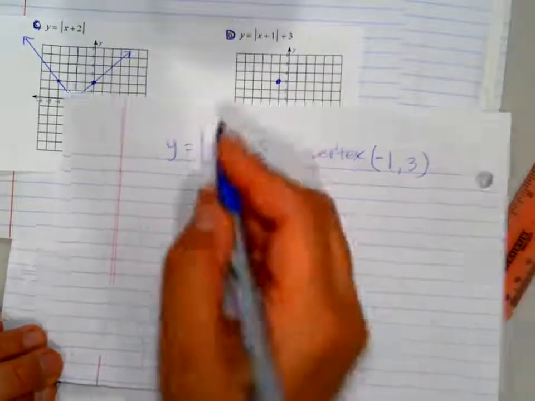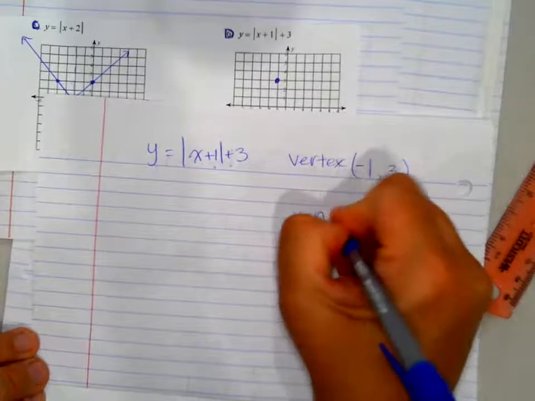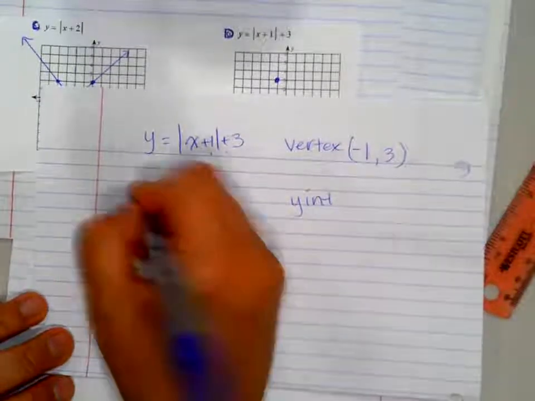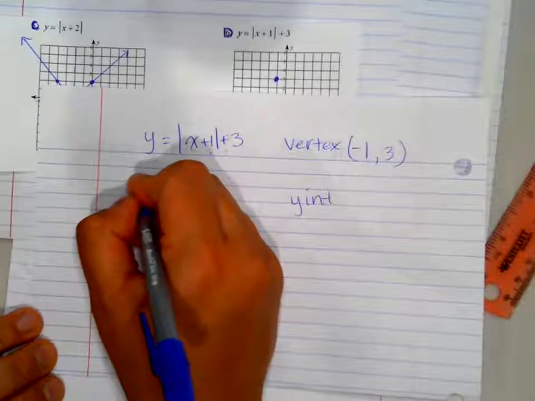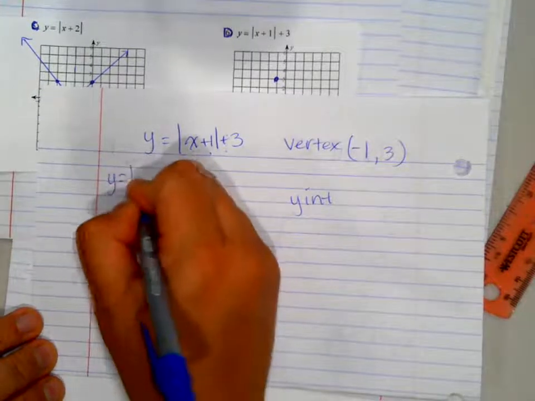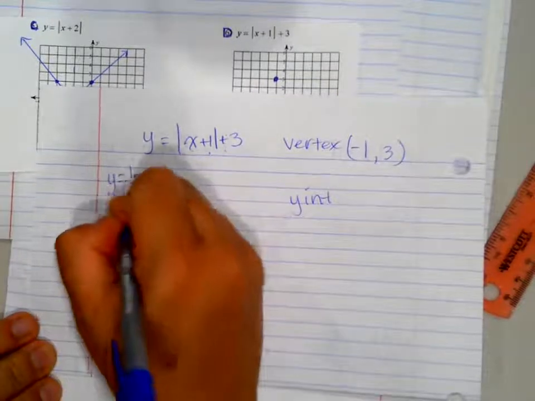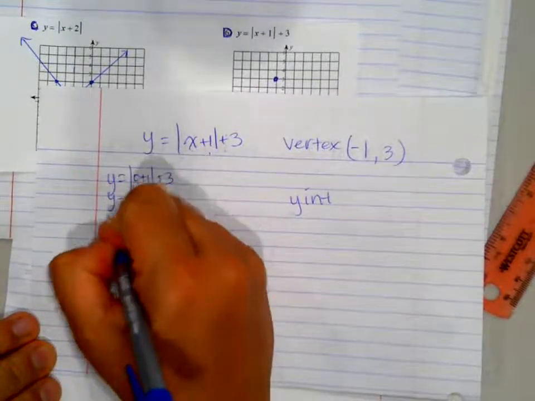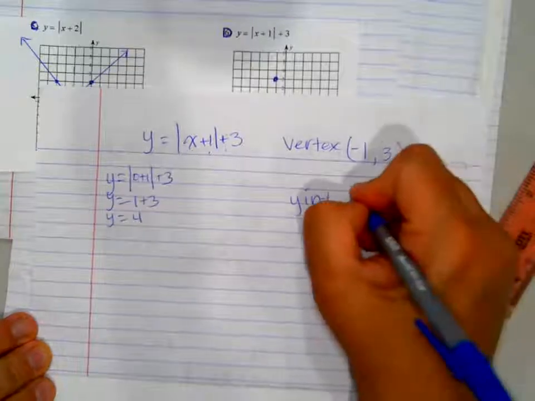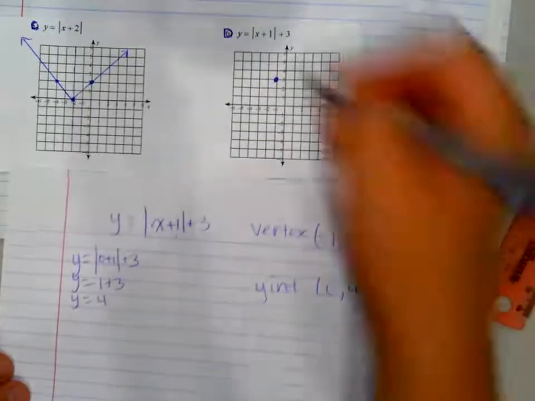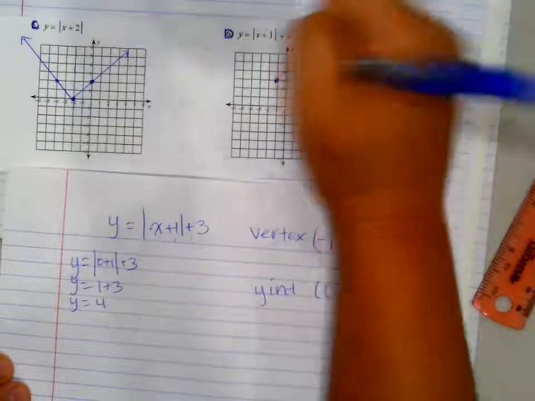Okay, before we get into that, let's find the y-intercept. Y-intercept's easy. Make x equal to 0. Let's do that. So we have y equals the absolute value of 0 plus 1 plus 3. Y is equal to 1 plus 3. Y is equal to 4. My y-intercept is at 0, 4. Let's graph that too. That's at 0, 4.